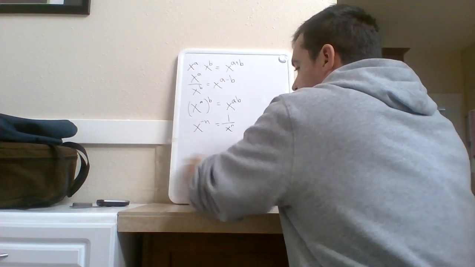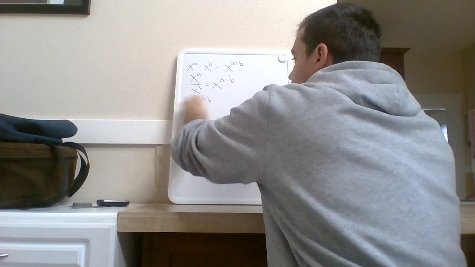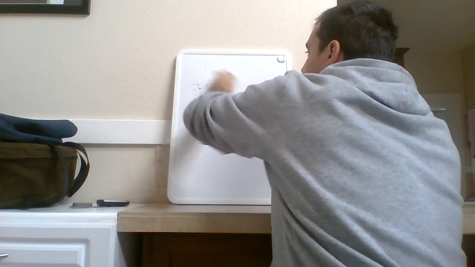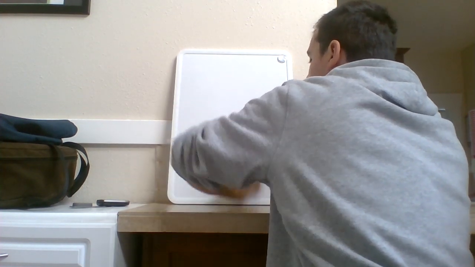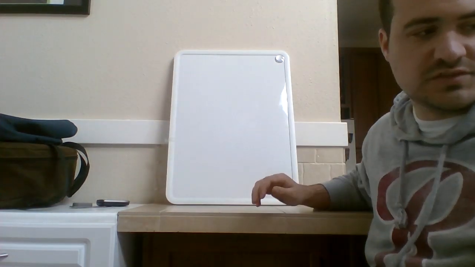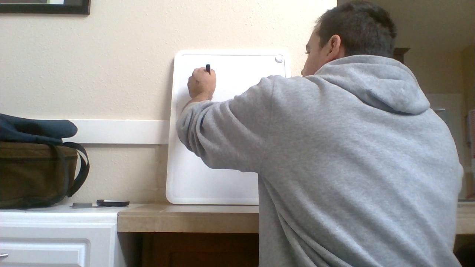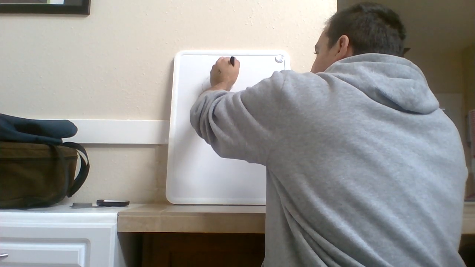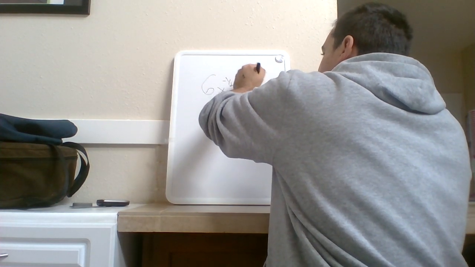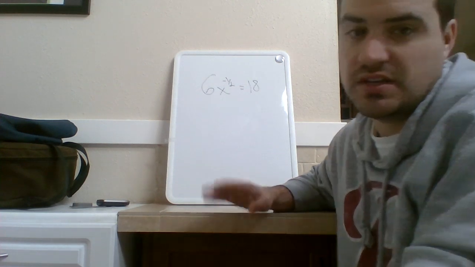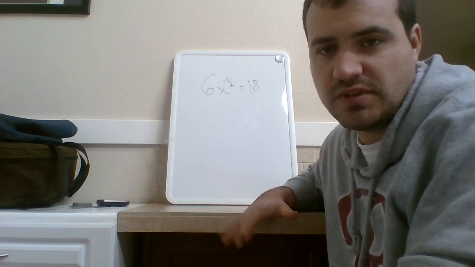And now that we have these nifty exponent rules, let's use them to solve some stuff. Let's suppose I had something like this. 6 times x to the negative 1/2 equals 18. Okay? Now this looks a little crazy, but we can handle this.